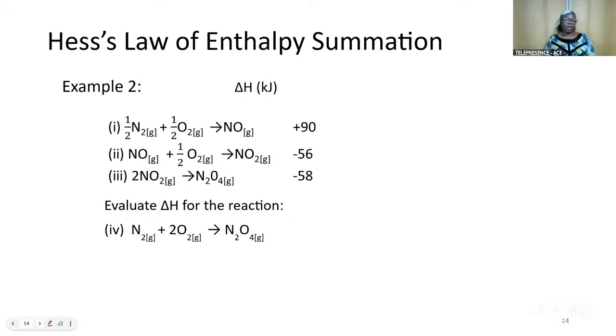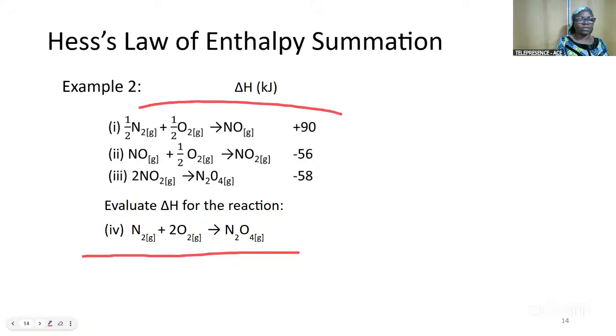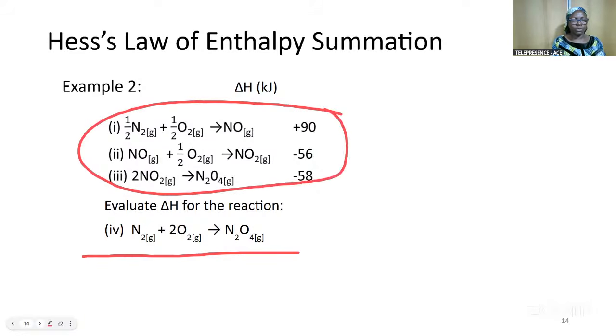Example 2. I've given you a reaction, 3 steps for a particular reaction. This is the reaction we are focusing on. But we are saying that there are 3 steps by which this reaction can occur. And if you bear in mind the law of summation of enthalpy, that is Hess's law of summation of enthalpy, you will know that you have to put all of these together to be able to arrive at this.